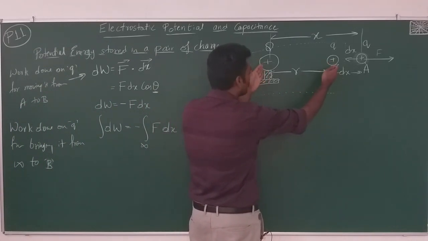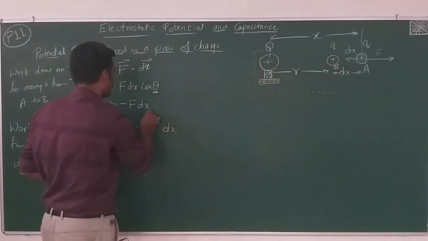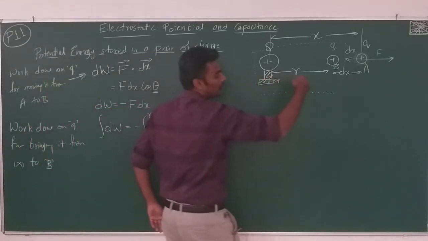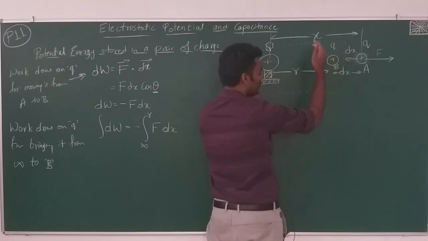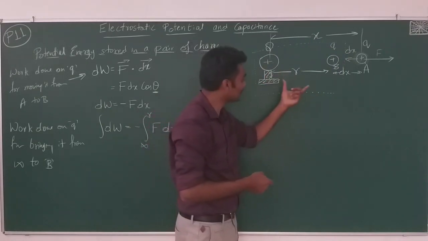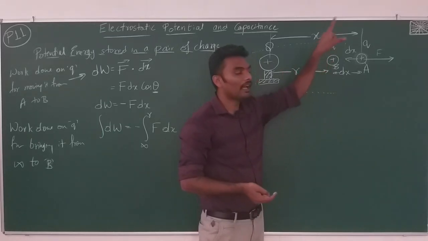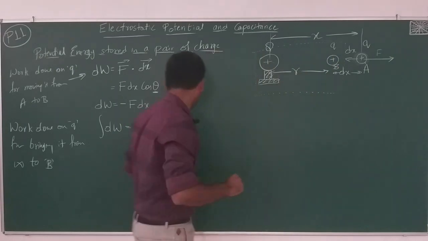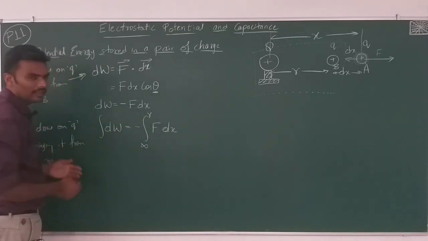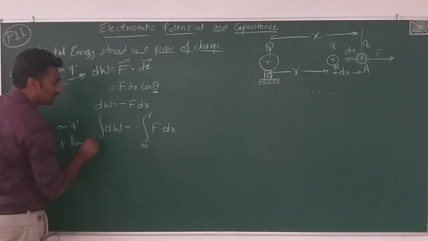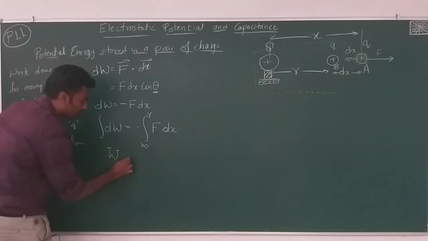And what is the distance between the fixed charge and the position B? It is r, right? So from infinity to r, because this is the new system in which the potential energy has to be formed, and in this system the distance of separation is r. In order to form this distance, this charge has to be brought from infinity. That makes the limits from infinity to r. And in the LHS it's very simple, the integral of dW is simply W, which is the total work done.